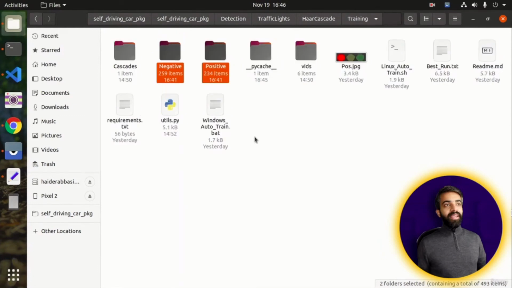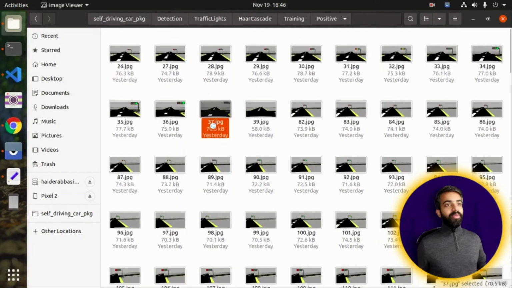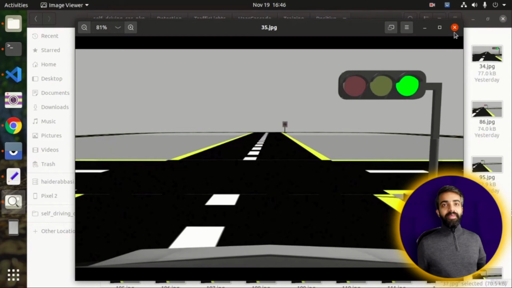So this positive and negative data has already been sorted and placed inside these positive and negative folders. If you navigate to the positive directory, you will observe that all these images contain the traffic light, which is our region of interest. So this is actually the positive data. And if you look at any other image, you will observe the same pattern.